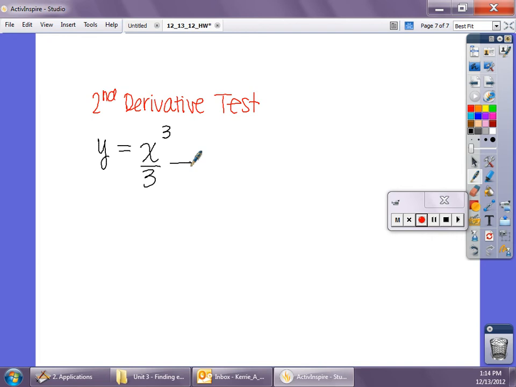minus the 2x squared. Something like that, plus 5.